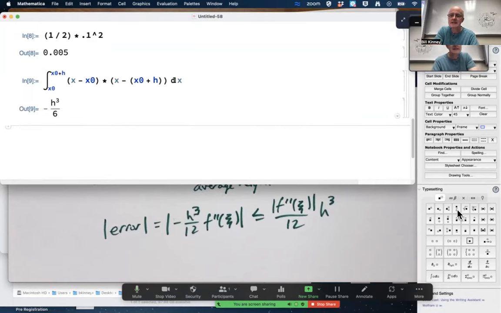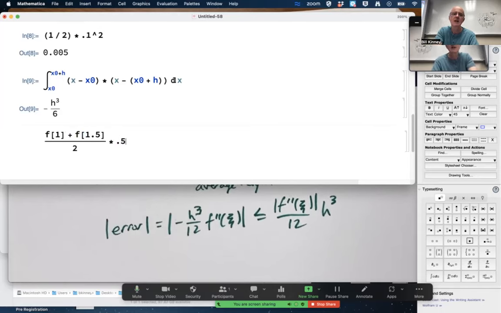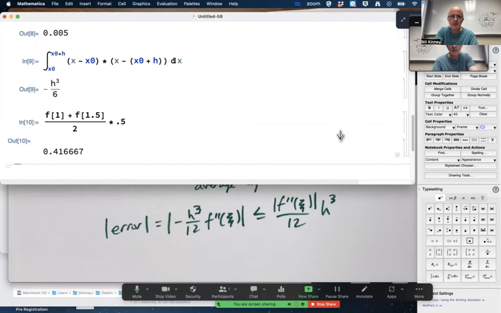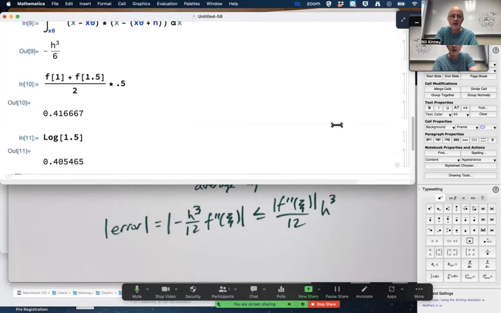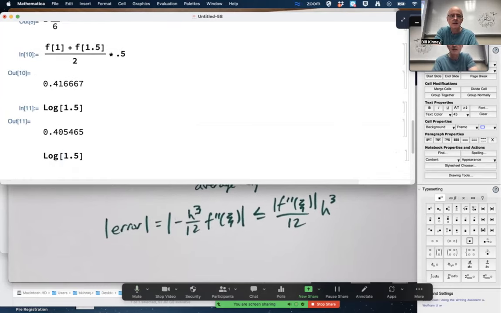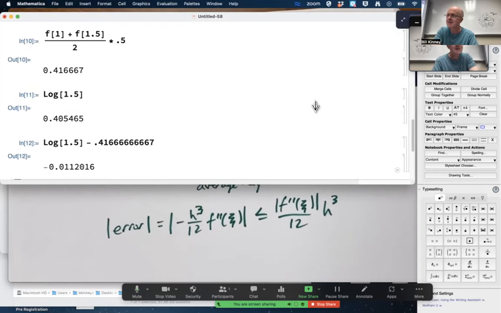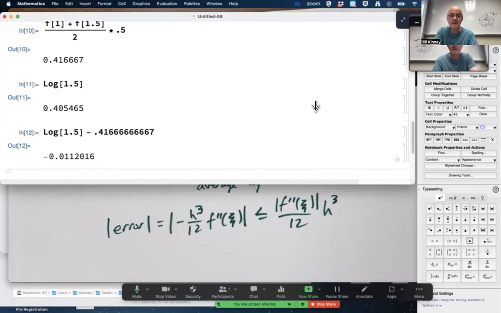what is the trapezoid approximation in this case? It's f of 1 plus f of 1.5 divided by 2 times h. This should be close to the natural log of 1.5. I'm approximating the integral, using the trapezoid rule right now. 0.416. Remember, the actual value is log of 1.5. The error then is approximately negative 0.01.